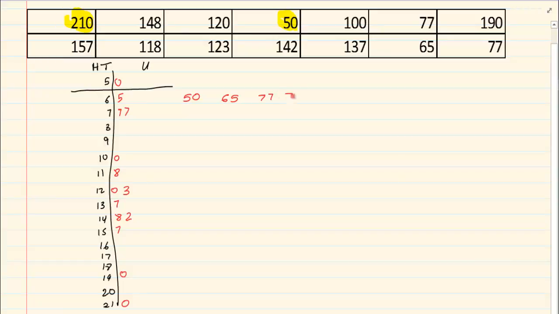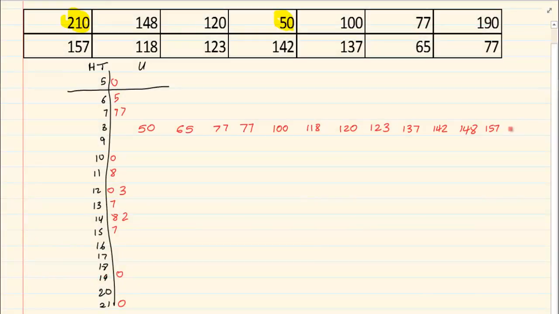77 we have 2. Can you see? 1, 2. Then we have 100, and we have 118, 120, 123, 137, 148. Now look, 148 and 142, which one's coming first? 142 is coming first. So we got 142, 148, 157. Then we've got 190, and we've got 210.